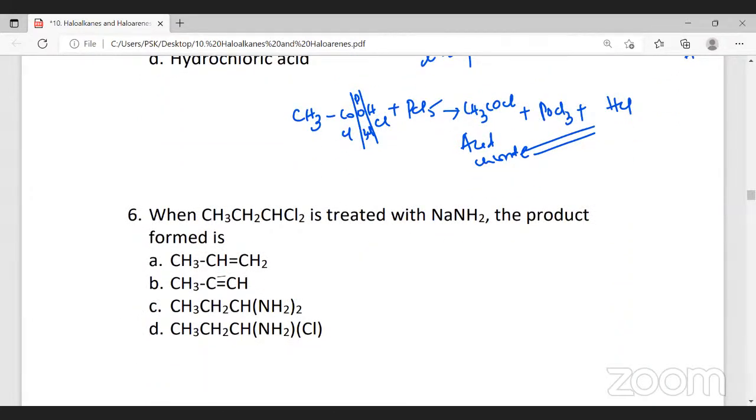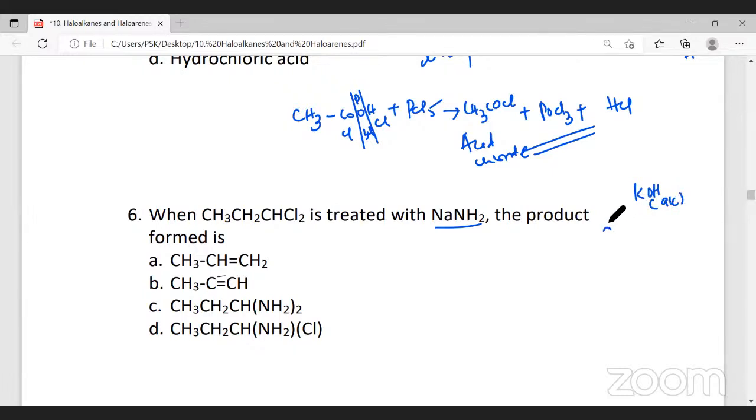The sixth question. When CH3CH2CHCl2 is treated with soda amide, what is the product formed? I want you to tell me what is the property of NaNH2. I told you this in the previous classes. Now, what is the property of alcoholic KOH?